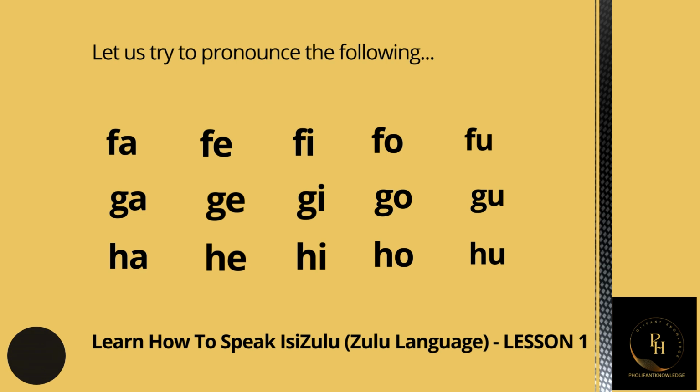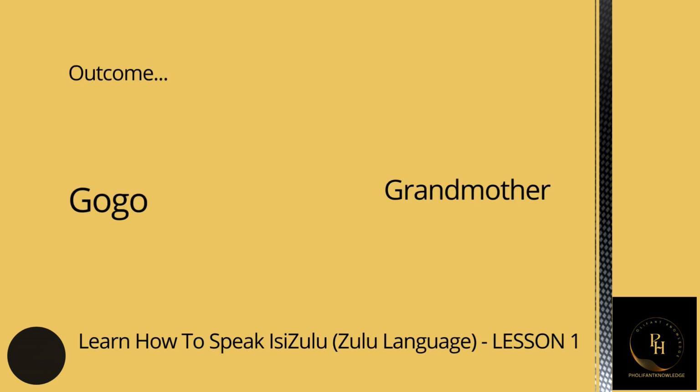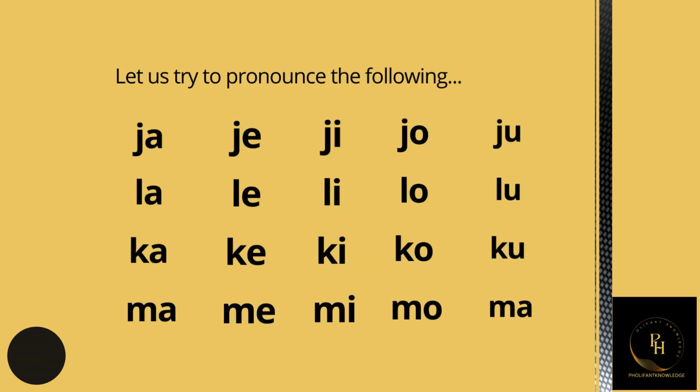And then we have ga, ge, gi, go, gu, followed by ha, he, hi, ho, hu. I'm just bringing in these sounds so that you will know them and hear them. So in those, go plus go is equal to gogo. Gogo means grandmother.